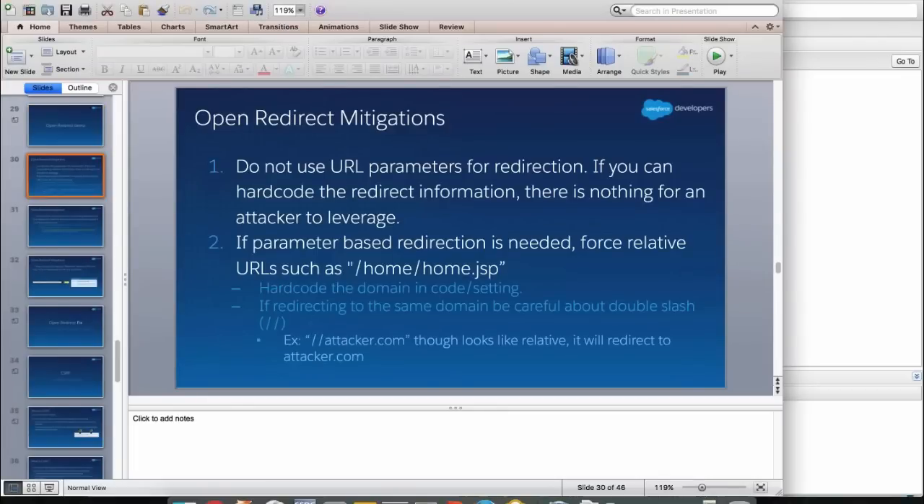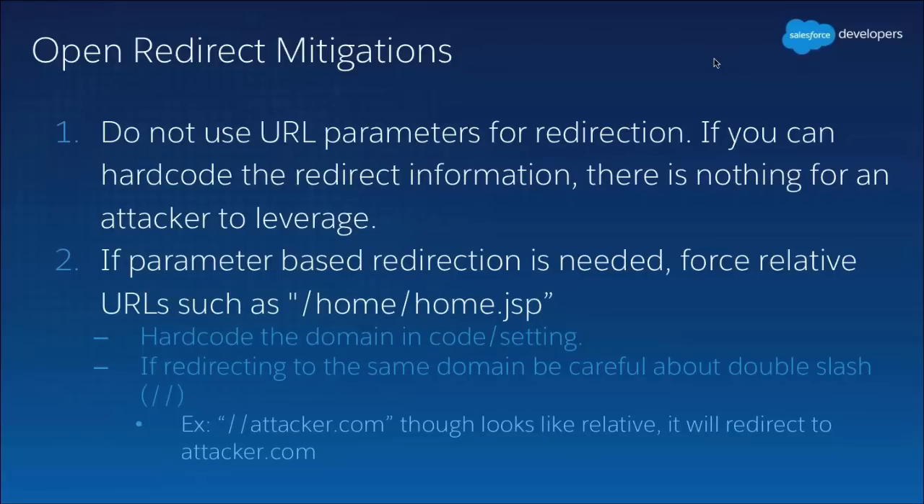Now let's see how we fix this vulnerability. First, and the easiest way to fix it, is not taking the URL as a parameter, and instead hard coding it in the code itself. So in our application, you can just make sure that when you click a button, it's automatically redirected to the external site without doing any intermediate redirects. But sometimes, because of business reasons, you may need intermediate redirects. For that, you can follow the next recommendation.